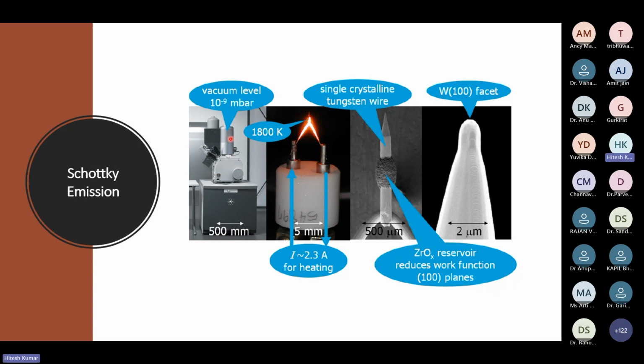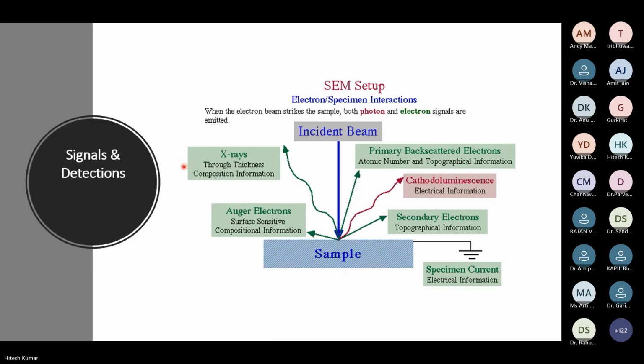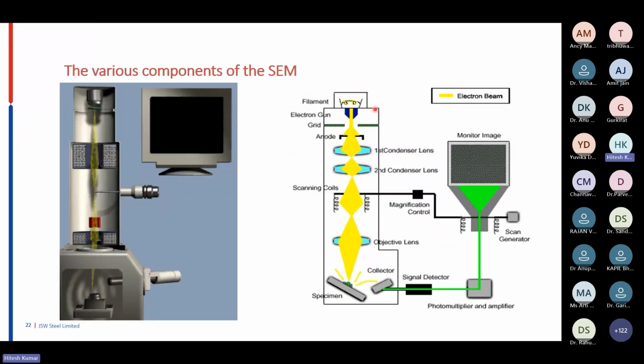Mostly wherever you go for scanning or testing, you can see this type of electron microscopy. This is your source, which is tungsten with a ZrO coating, which improves your resolution. This is the basic SEM which I already showed you: condenser lens, then scanning coils, objective lens, and how you are capturing your image.